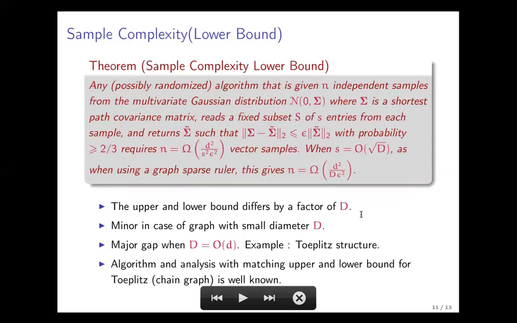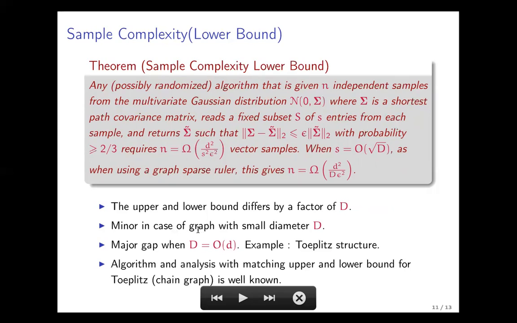We also provide a lower bound for the sample complexity. Here, for the lower bound, we assume that the underlying graph has entry sample complexity S, which is of order square root of D. And we prove that you need at least d squared over epsilon squared data points to achieve an epsilon error in spectral norm of the covariance matrices. It is evident from these two theorems that the upper and lower bound differ by a factor of D, which is the diameter of the underlying graph.